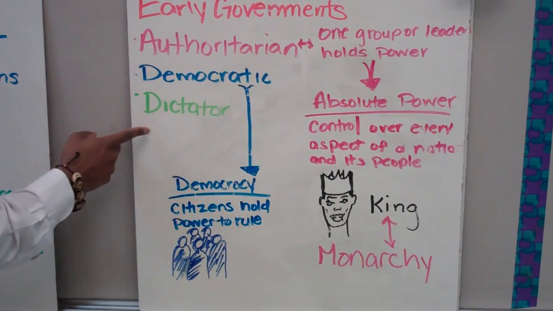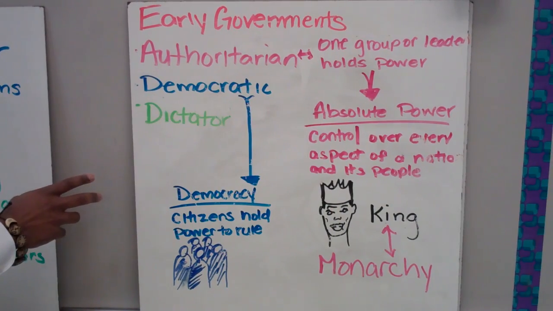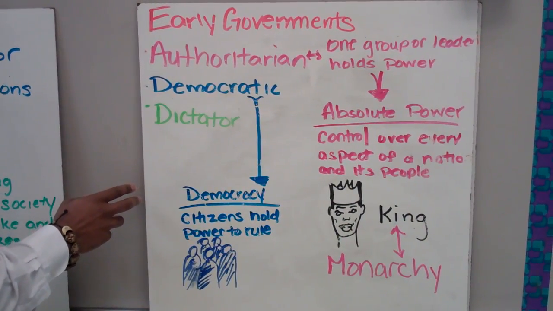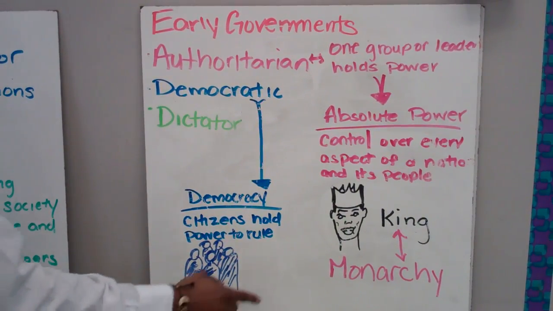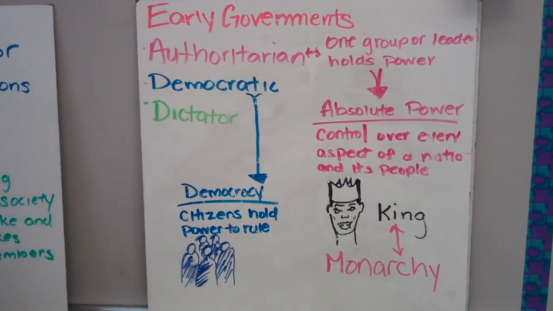Now, a dictatorship is something you should have covered last year. We're not going to get into that right now, but be sure you know the difference between a democracy and a monarchy, which is under the authoritarian government.